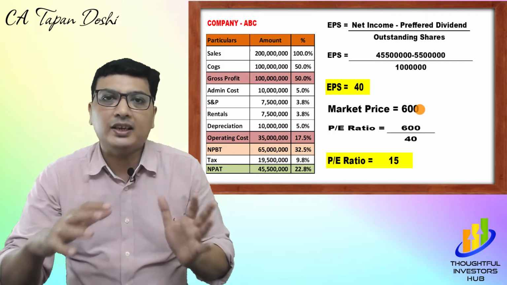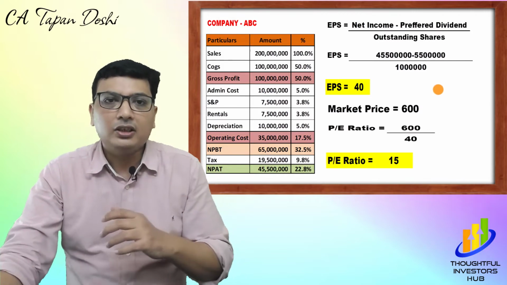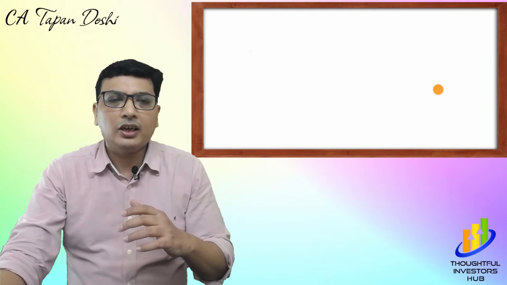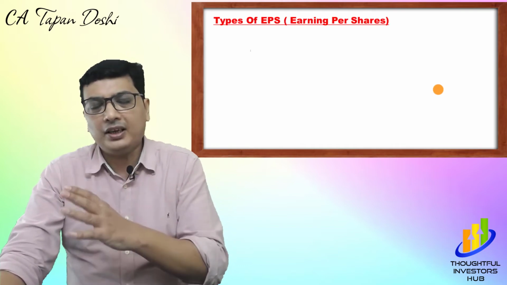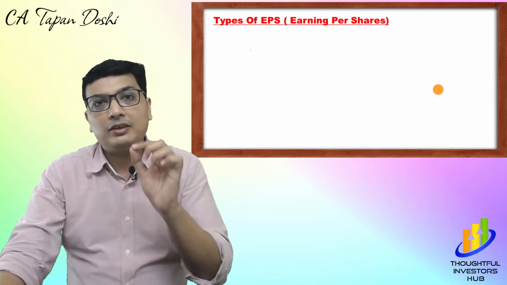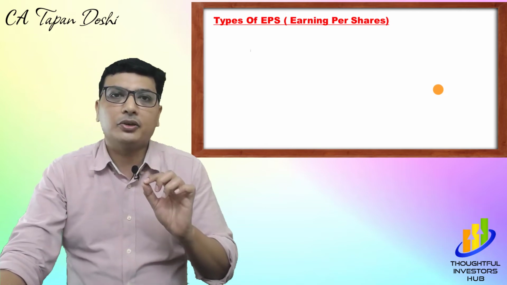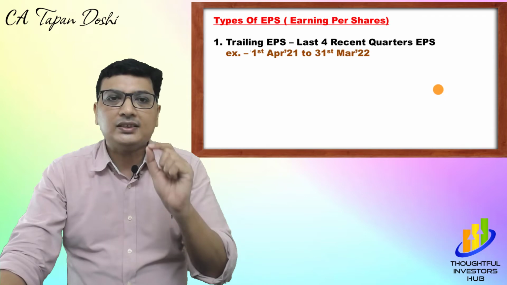That is called a P ratio in layman language. So guys, now after learning this P ratio and EPS, let us see what are the various types of EPS. Okay, so the first type of EPS is trailing EPS.